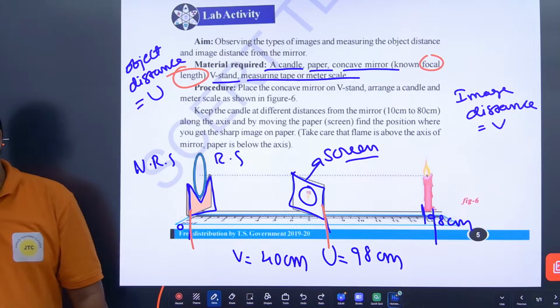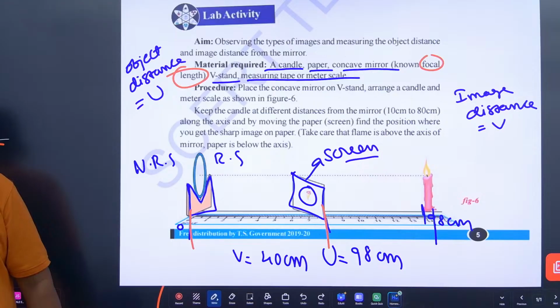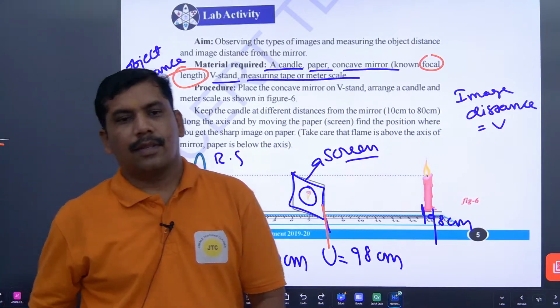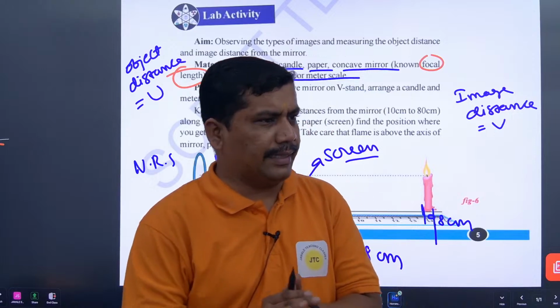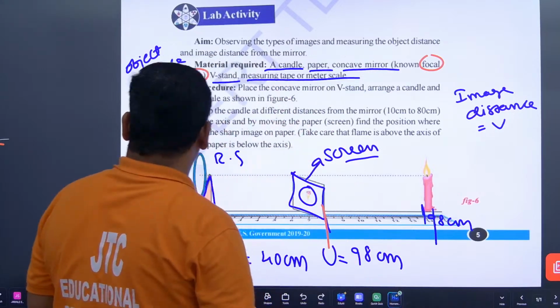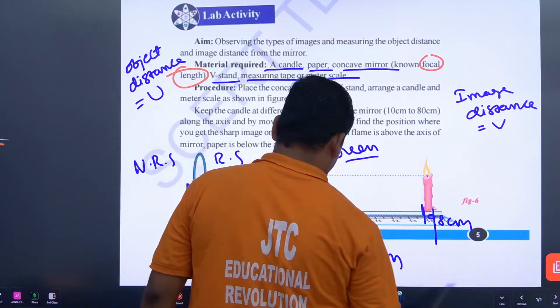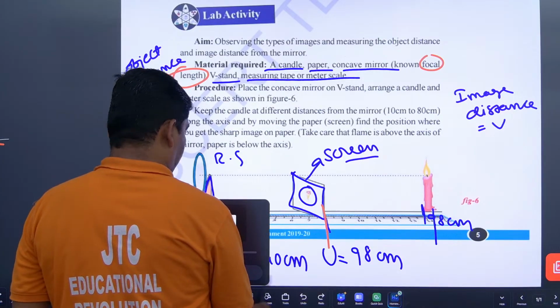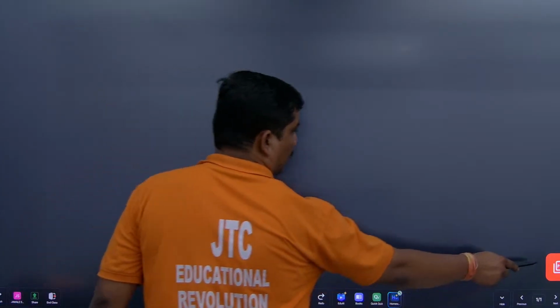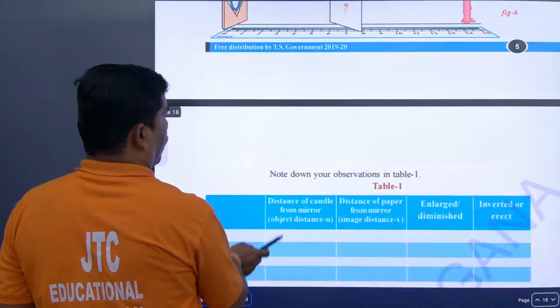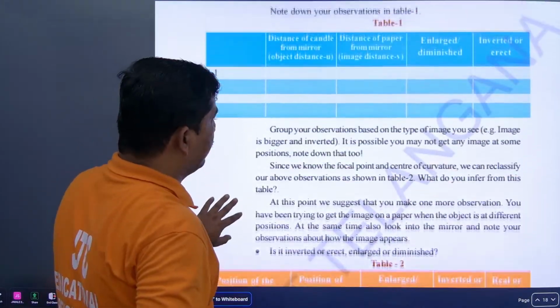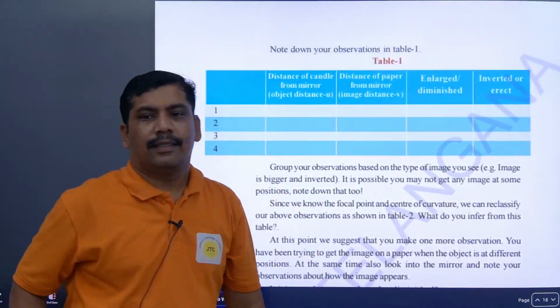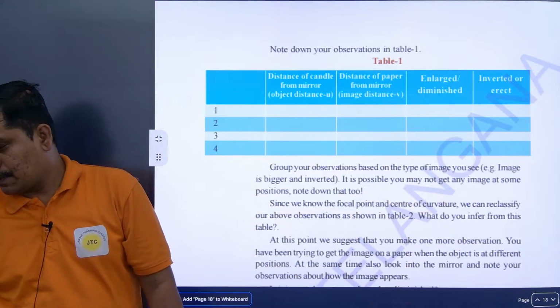Hope it is clear, everyone. Got this? Now, let us move on to the next part. So, see students, they gave one table here. Look at this part, everyone.